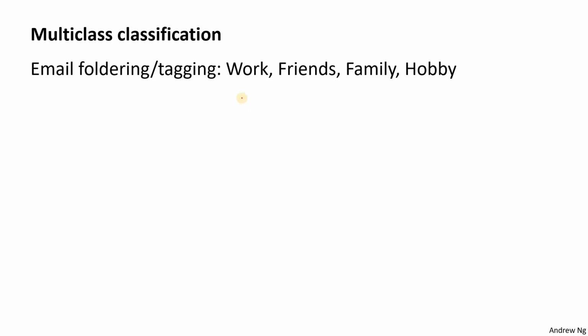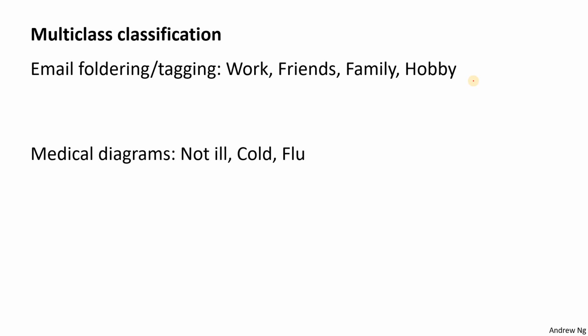So multiple classes can be, for example, in the case of an email problem, instead of spam and not spam, we have a problem where for each email that comes, my algorithm has to decide which folder it belongs to. The email is related to my work, to my friends or family, or to some hobby or interest that I have. So 4 classes.